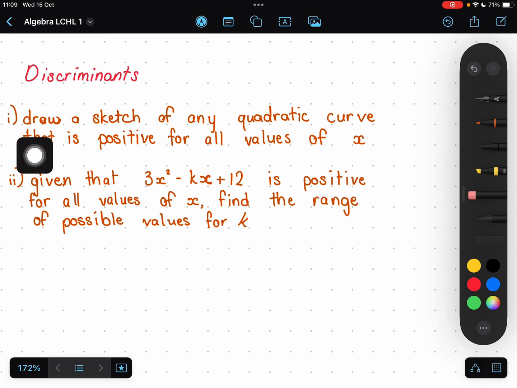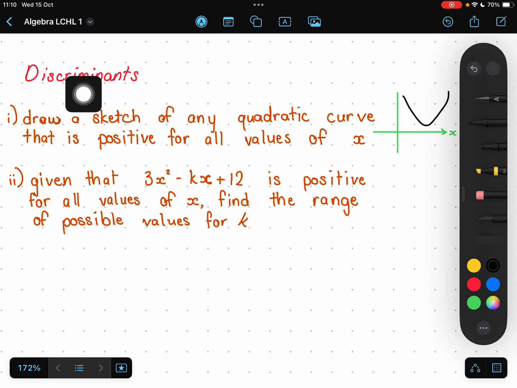Okay, so this question on discriminants says draw a sketch of any quadratic curve that is positive for all values of x. So if I have a graph, any graph, it's positive for all values of x, meaning that its y values are always positive. So anything like that or like this, where it's always in the positives.